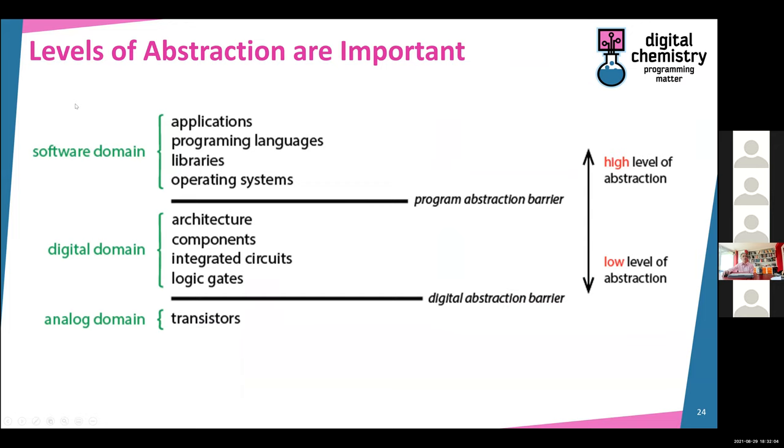If you start at the bottom of the computer, you have transistors. Those transistors are grouped together to make logic gates. Those logic gates are then put into integrated circuits and chips, and you can then put them into components and architecture, in which you layer an operating system, a library, a programming language, and you write an application. The application is the highest level of abstraction. The transistor is the lowest level.